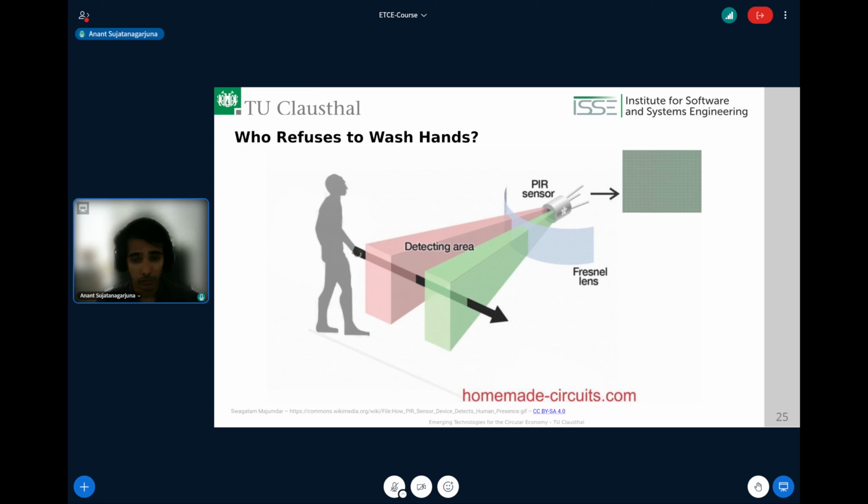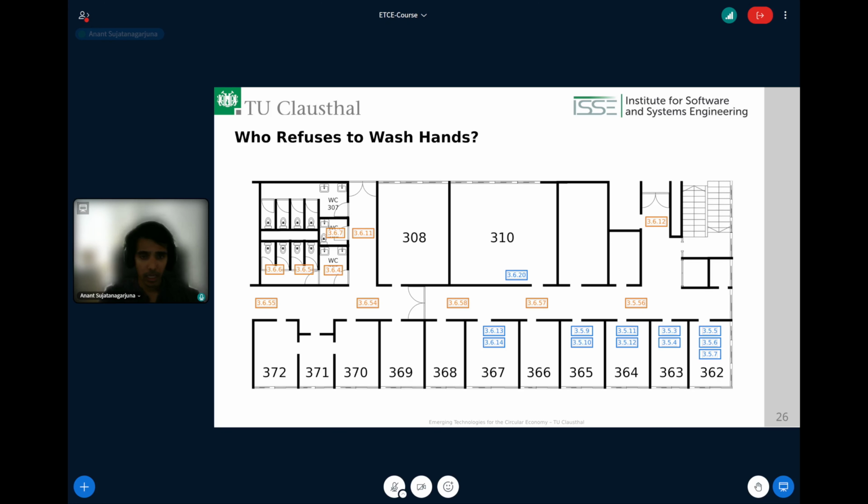So how did this actually work? So Benjamin already talked about PIR sensors. These are the sensors that detect when people are walking through different regions. These are generally used by, let's say, automatic lighting, automatic locking of systems, and so on and so forth. We already know how this works.